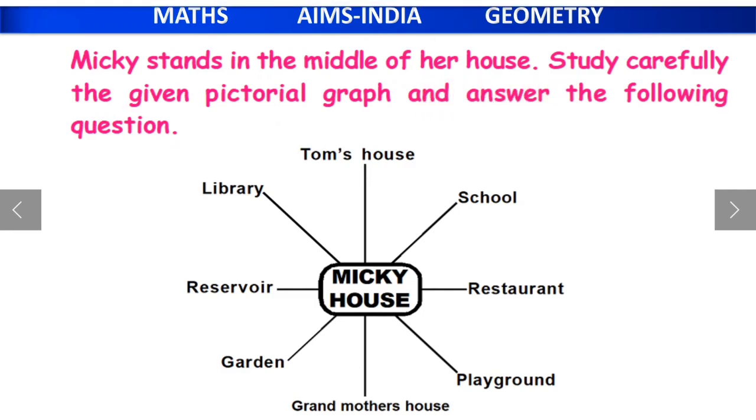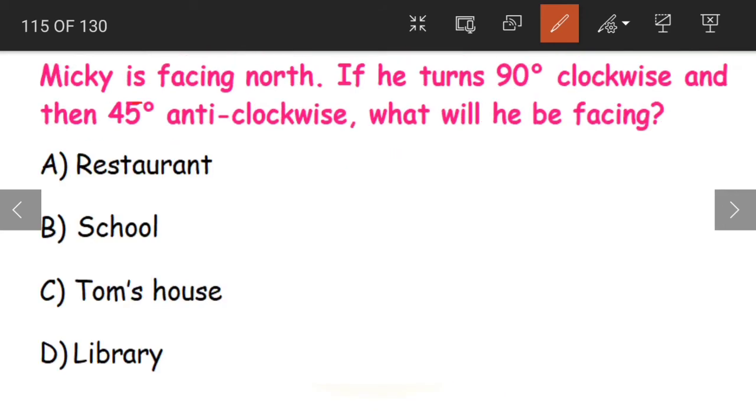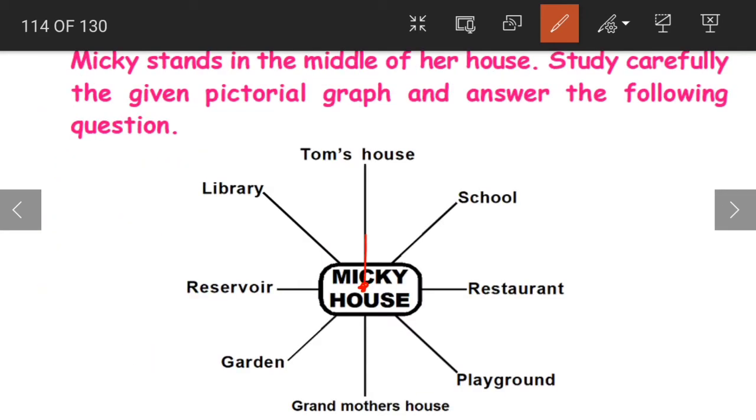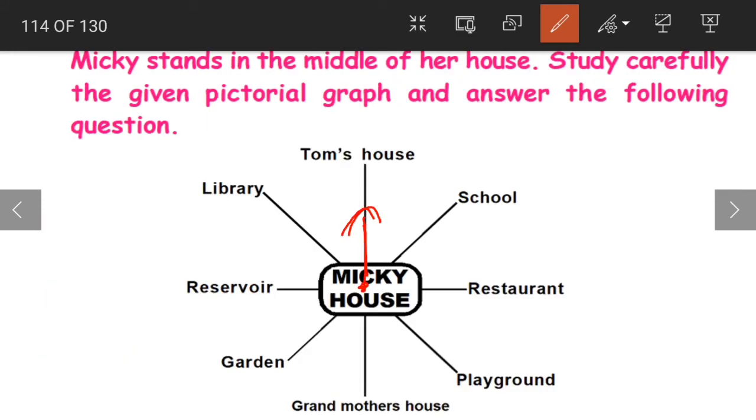Mickey stands in the middle of her house. Here, she is standing here. Study the pictorial graph and answer the question. Mickey is facing north. North means this side, yes or no? So she is facing north and then turns 90 degrees clockwise. What is 90 degrees from this point, children? Here, L shaped. This is 90 degrees clockwise.